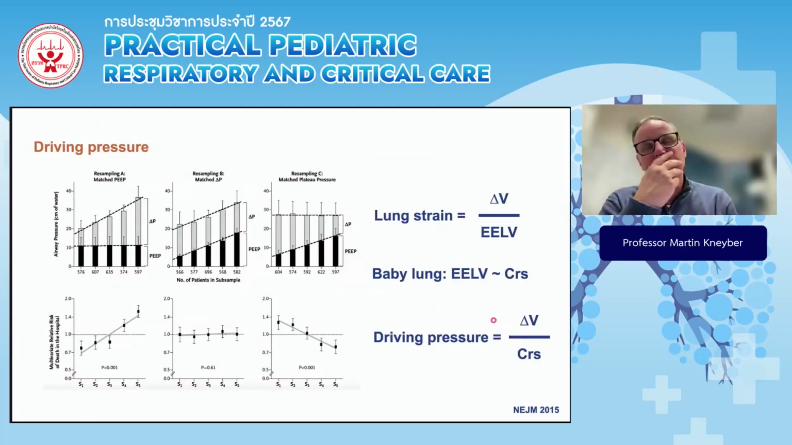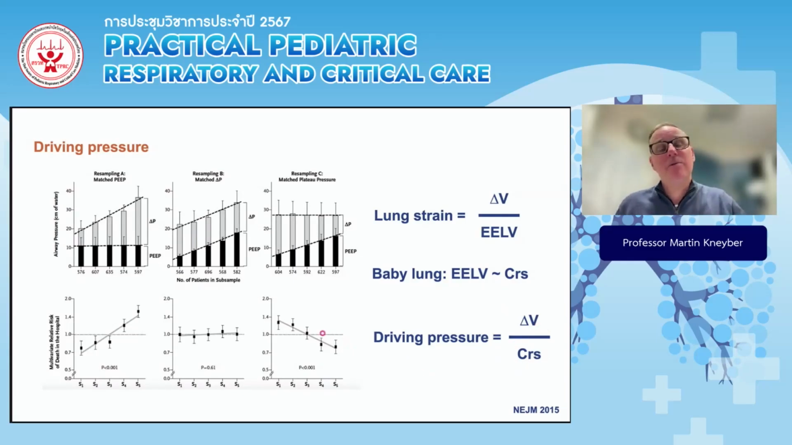So from a bedside perspective, you would ask, okay, how then should I scale my tidal volume? And I think Marcelo Amato answered this question for us by introducing the concept of driving pressure. So we know lung strain is the ratio of volume over end-expiratory lung volume. For the baby lung concept, the end-expiratory lung volume is linearly related with compliance. So if we substitute end-expiratory lung volume by compliance, we get driving pressure, which is the change in volume over the compliance.